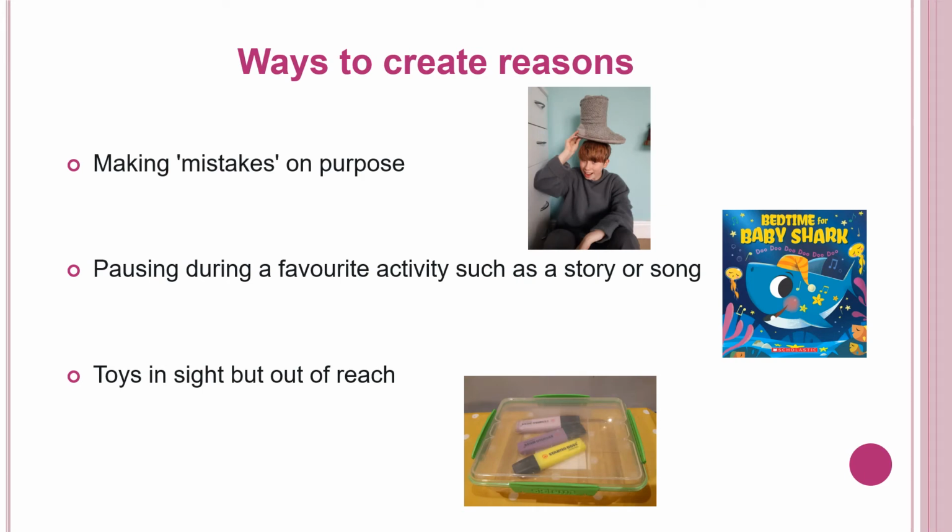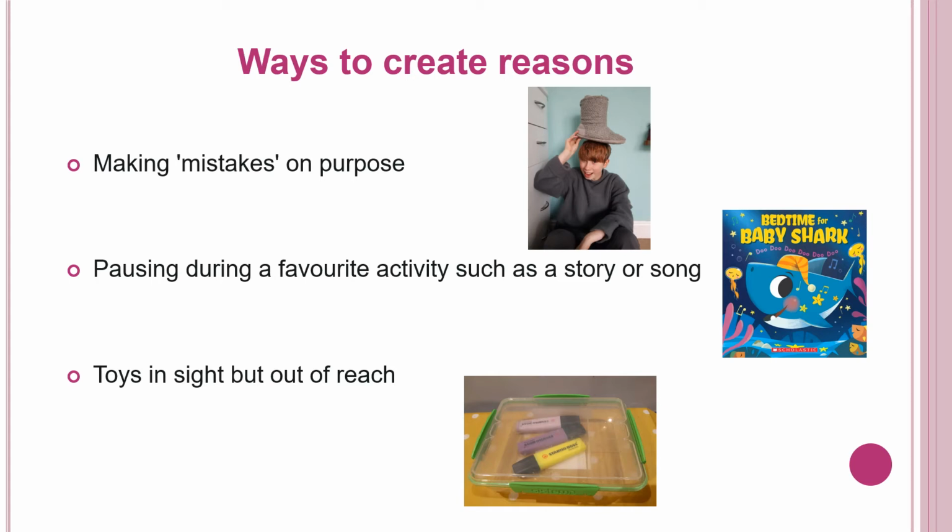Another way to create a reason is by making mistakes on purpose, which we sometimes call creative stupidity. An example of this might be getting the words of a well-known story or song wrong on purpose, or using an object in a funny or unexpected way. Another way is pausing during a motivating activity, which gives the child the reason to tell you that they want you to continue and they want more of the activity. And having toys in hard-to-open containers or out of reach, like on a high shelf, also creates reasons. The child needs to ask you for help in order to get to play with the toy that they want.